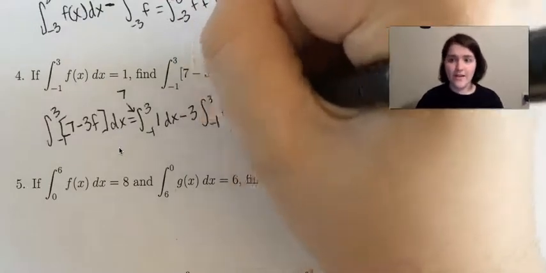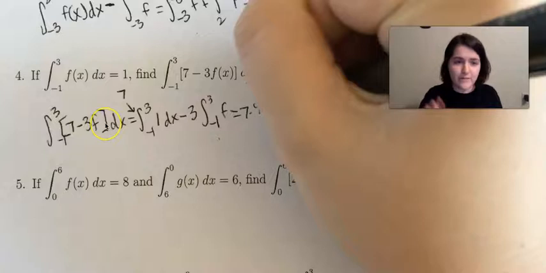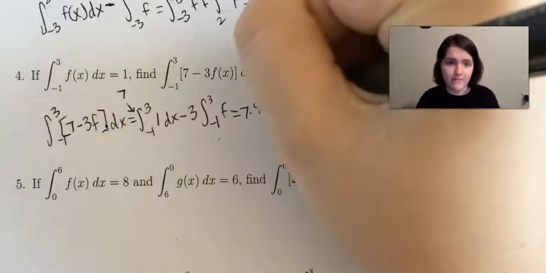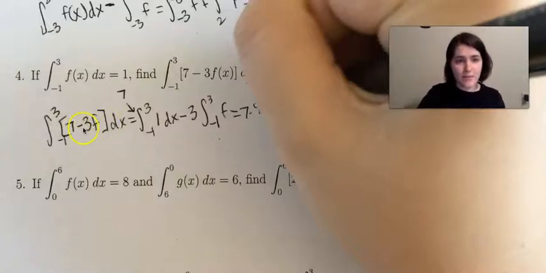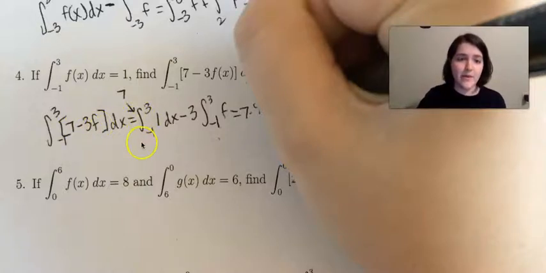So what I did here is I used the separate. Since right here, they're not being multiplied, they're not being divided, they're being subtracted. Since this is a subtract, we can separate the 7 and the 3f. And the f is a function, by the way. It's not like a variable, it's a function. So this is me separating it.